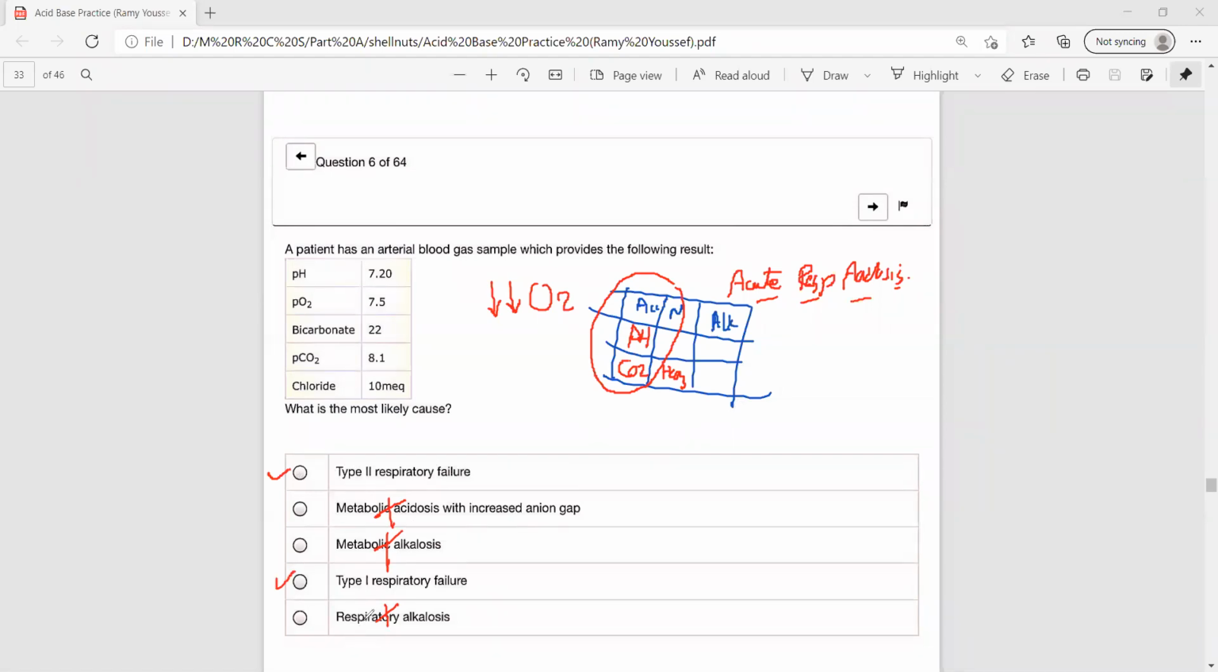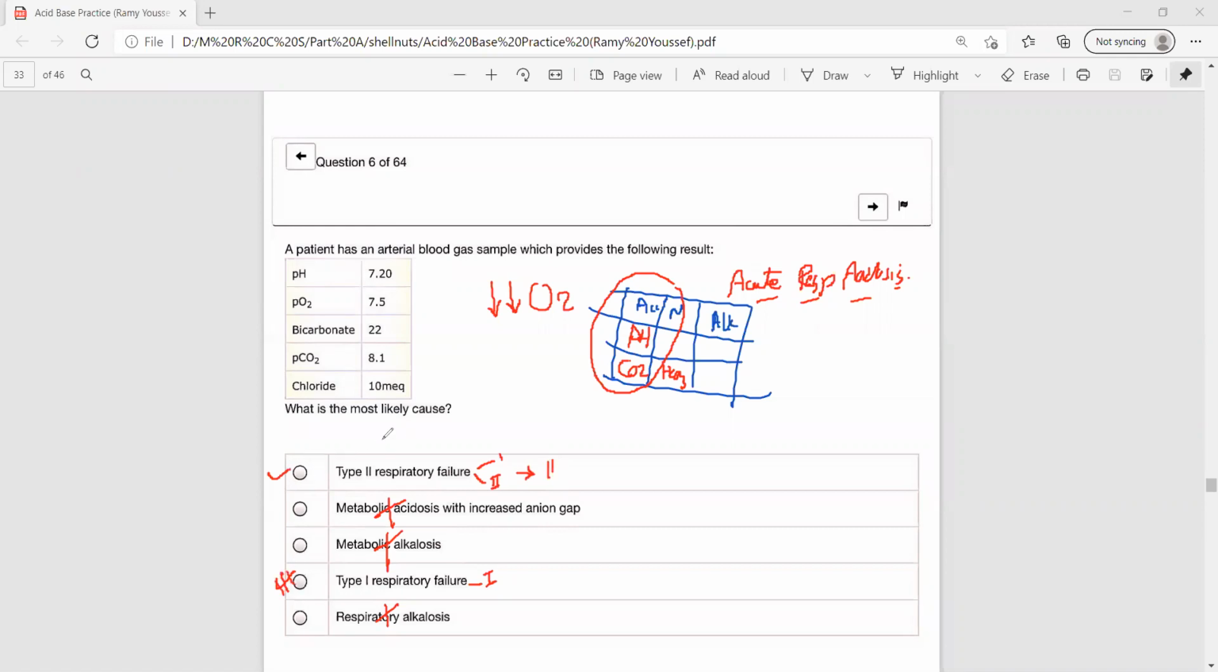So what do you expect? In type 2 respiratory failure, you would have hypoxia and hypercapnia, so you have two parameters abnormal in type 2, and only one parameter abnormal in type 1. He's got hypoxia because it's 7.5, and he's got a CO2 of 8.1, which is high. So he's hypercapnic. So it's type 2 respiratory failure. I would have gone for A. Type 2 respiratory failure, so this is your answer.